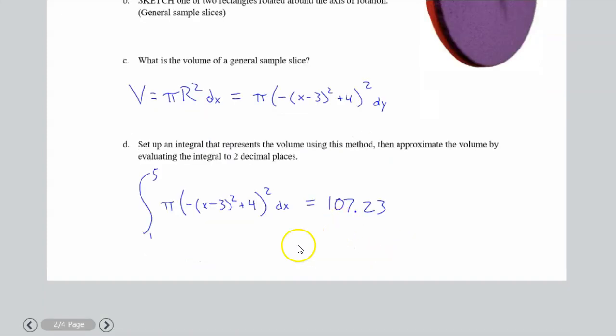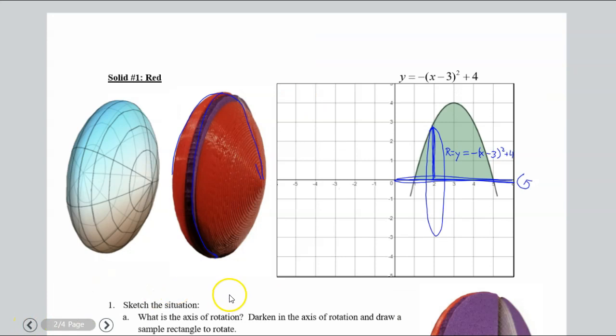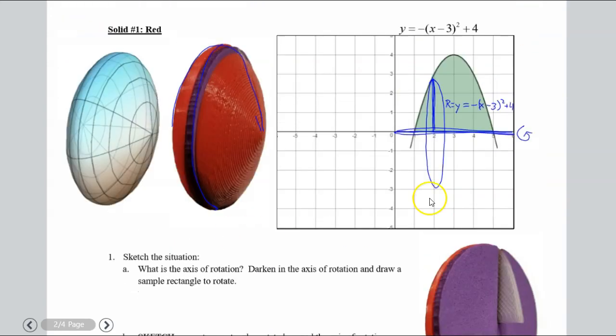All right. In the next video, we'll be looking at the blue ones, dealing with washers and how that goes. They're not too much harder, but there are just a little bit different things you have to think about. But this is disks. Notice the disks are always connected to the axis you're rotating around, so you're not going to get any holes at any point on those.